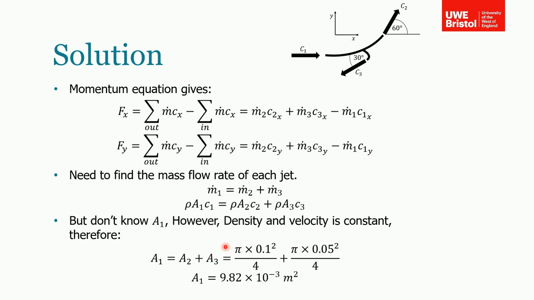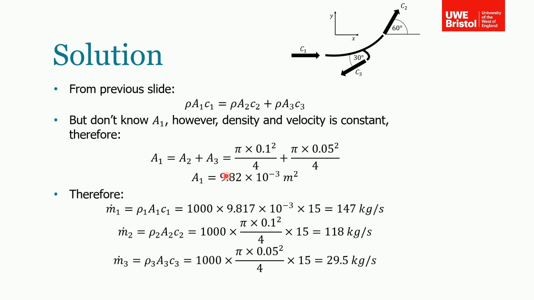And we can work those out because we know the diameters of those two jets. We were given them in the question. So by using the area for the circle, we can work out the total area of jet 1 going in from the two diameters for jet 2 and 3.